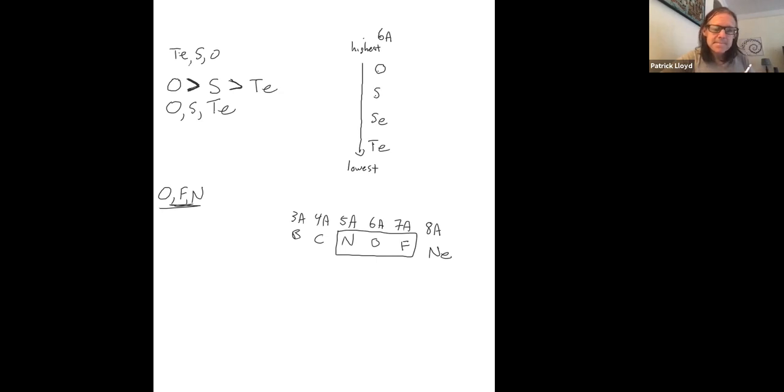Okay, so the pattern here is that it increases in this direction. If it's in the same row, it increases, right? So this would be the largest right here. So the largest would be F. That would be greater than the O, and that would be greater than the N. Okay, pretty straightforward, right?